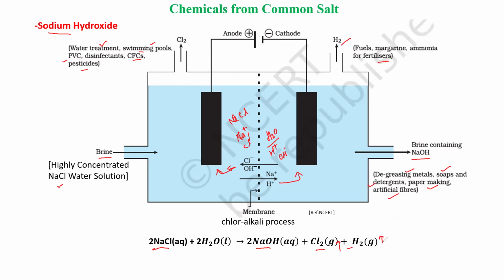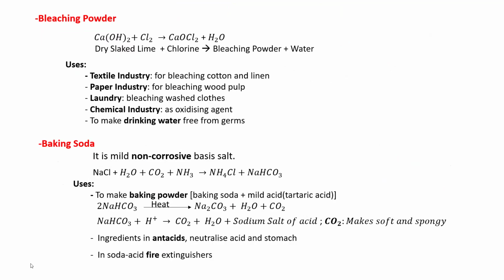So this is very, very important from the examination point of view. Each and every outcome of these is very important. Next, another is bleaching powder. That also we use in common life. So this bleaching powder, how are we going to obtain it? When dry slaked lime reacts with chlorine. This chlorine we obtained in the previous process, the same chlorine can be used here, and finally we get the bleaching powder.